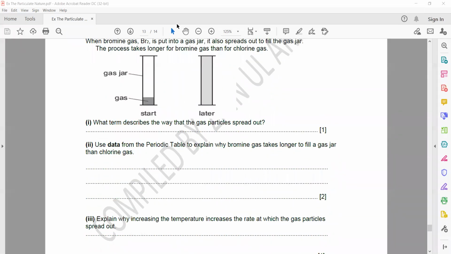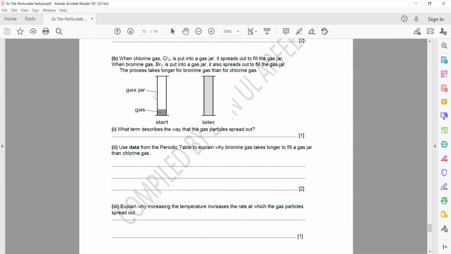Part B. When chlorine, which is Cl2, with a mass of 71, is put into a gas jar, it spreads out and fills the gas jar. When bromine gas, with a mass of 160, is put into a gas jar, it also spreads and fills the gas jar. Chlorine is 71, whereas bromine is 160. The process takes longer for bromine than for chlorine.